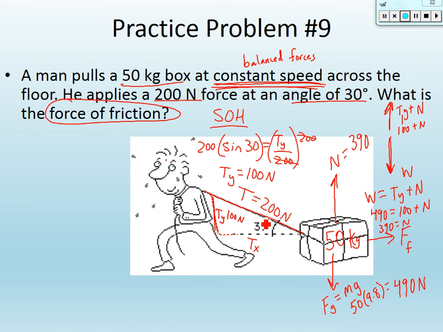It's the adjacent and we have the hypotenuse. What's adjacent and hypotenuse? Isn't it cosine? Yeah. Cosine of 30 is equal to Tx over 200. Times by 200. 200 cosine of 30 is 173.2. So Tx is equal to what, Cole? 173.2 newtons. Okay.